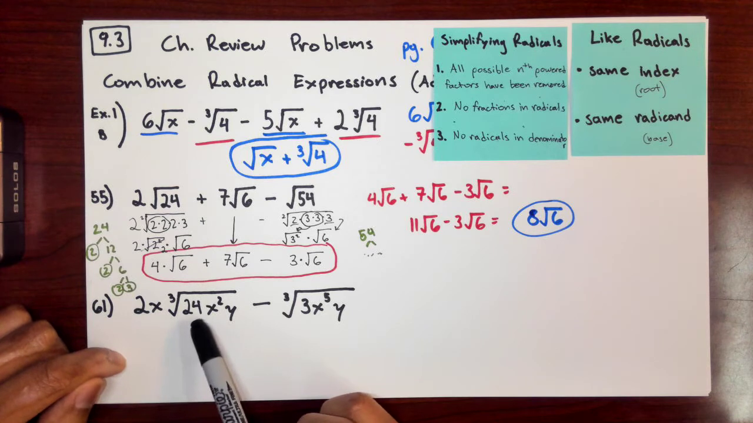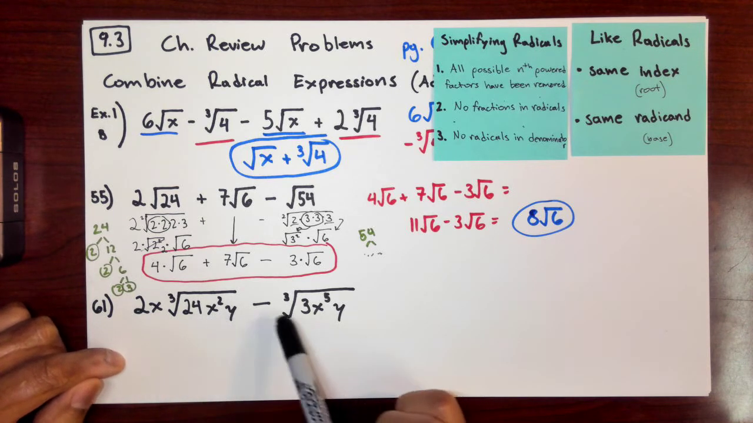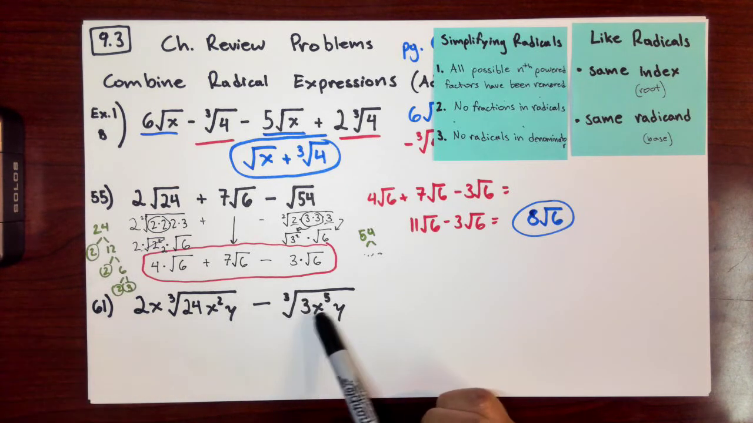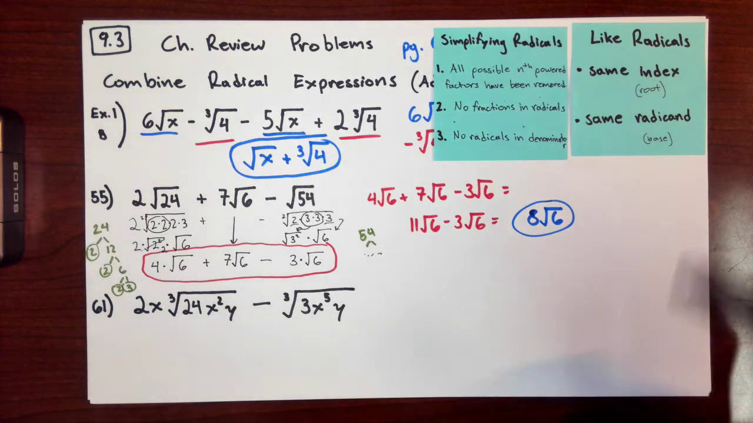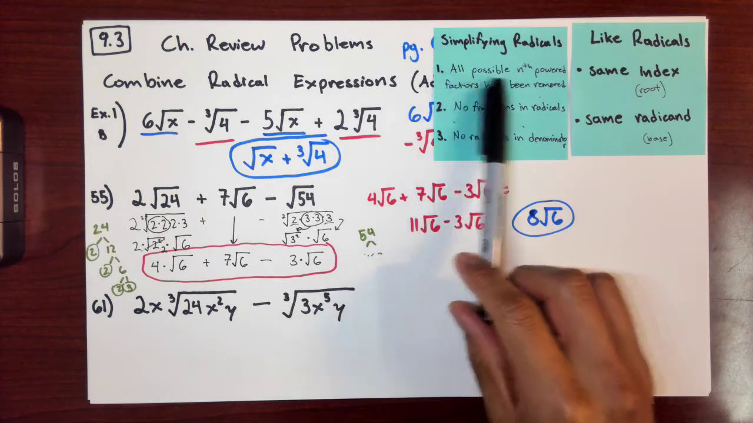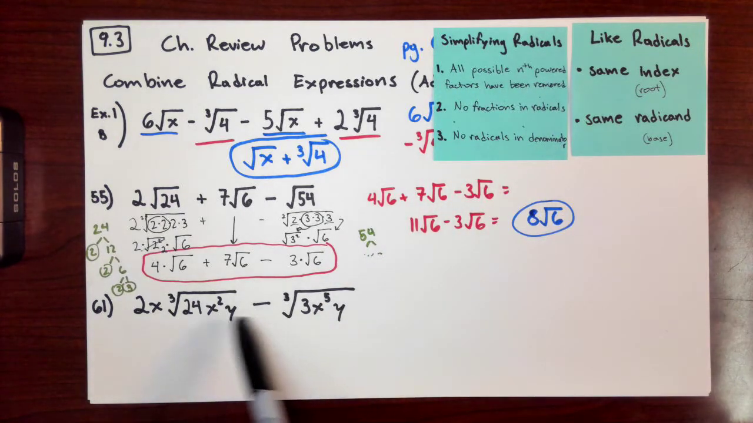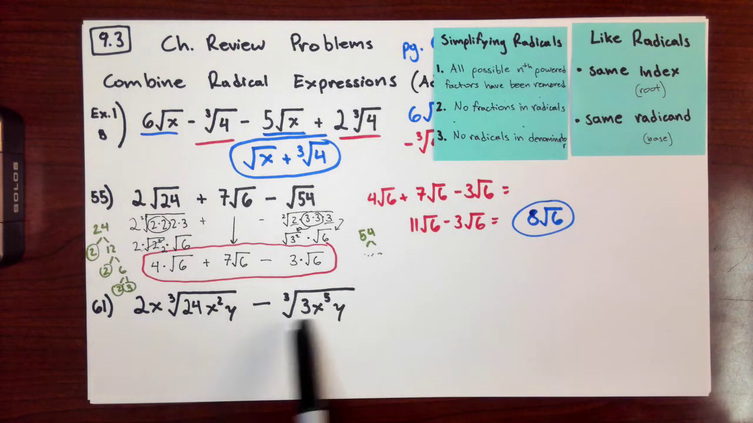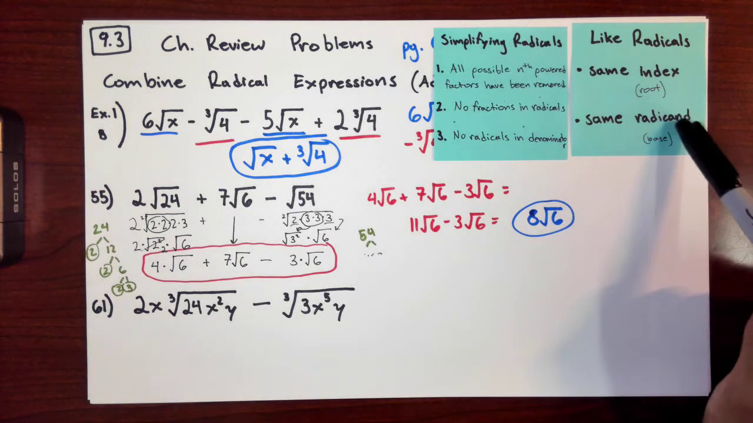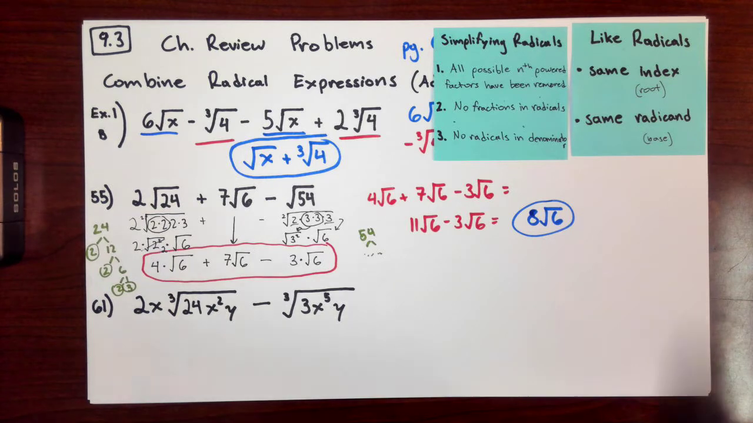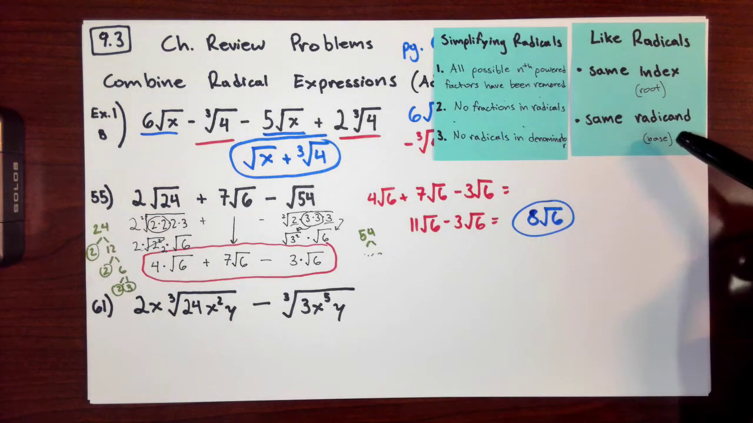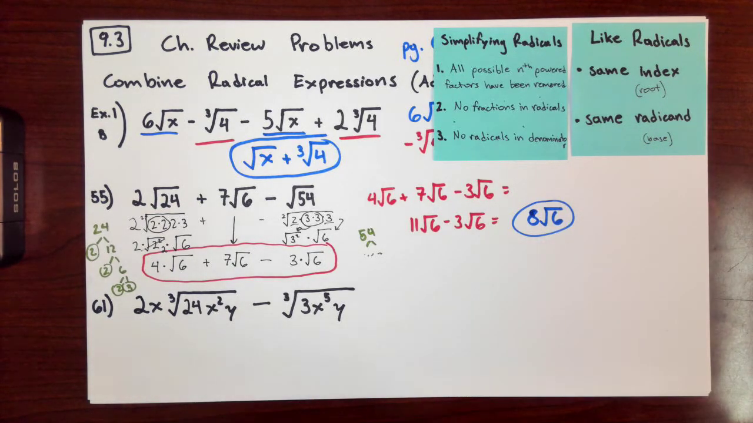2x cube root of 24x squared y minus cube root of 3x to the 5th y. Okay, simplify, same exact thing. We're gonna try to focus on this part right here before we can combine these. We can't combine them, right, because they're very different inside the radical. The radicands are very different. They do have the same root, they have the same index, so we're good with that, but we need to get them to have the same radicand. So let's go ahead and do that.